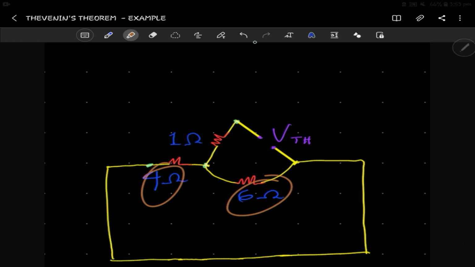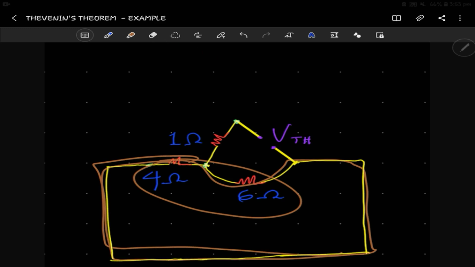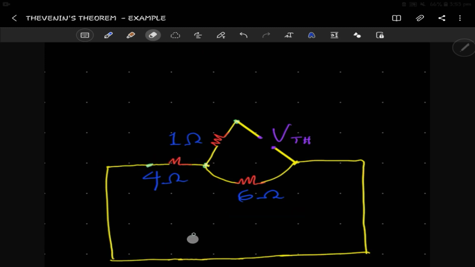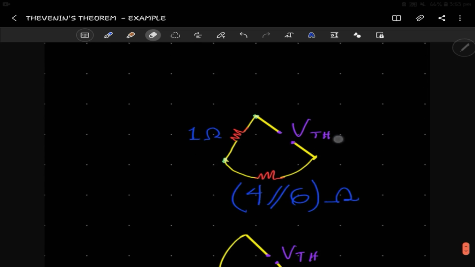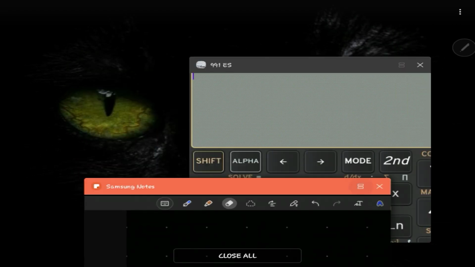We can see clearly that the 4 and the 6 are in parallel. We've discussed already, they are parallel because you can move across them without passing through any other element aside them. Because they are parallel, we end up getting something like this, 4 and 6. So let's see. We'll have to find the value for that one.